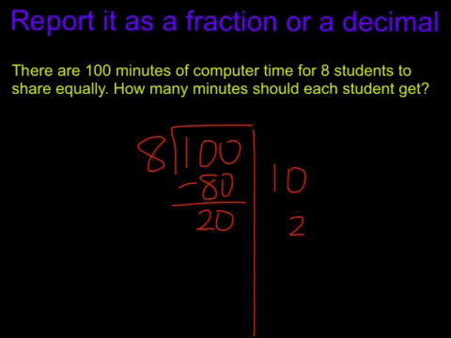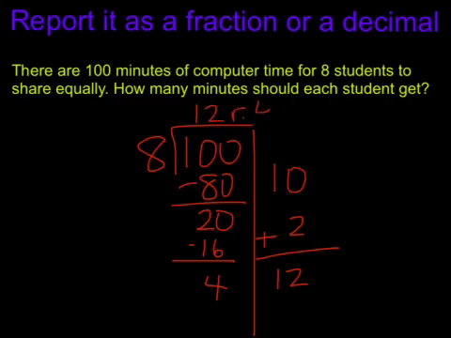2 times 8 is 16. When I subtract that, I'm left with 4. Then I'm going to come back over to my right side and add my 10 plus my 2, which gives me 12. So my answer right now is 12 remainder 4.